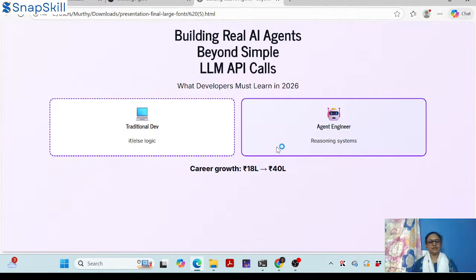So, in today's class, we are going to find the difference between ChatGPT. What is this ChatGPT? We know that it is a large language model with API call. Whereas in today's class, we are not learning how to give the prompt. We are going to learn how to build AI agents. Okay. So this is for the developers, right?